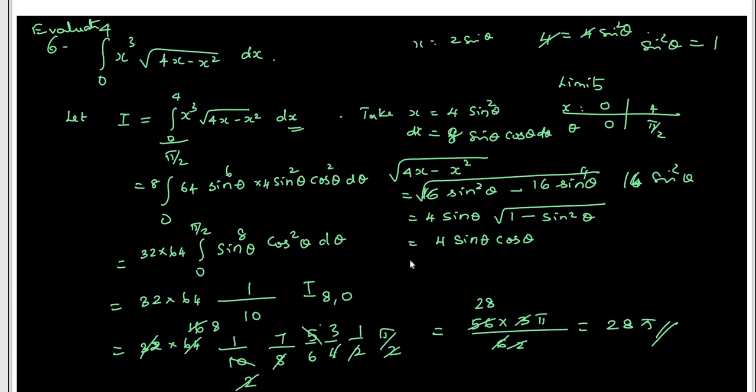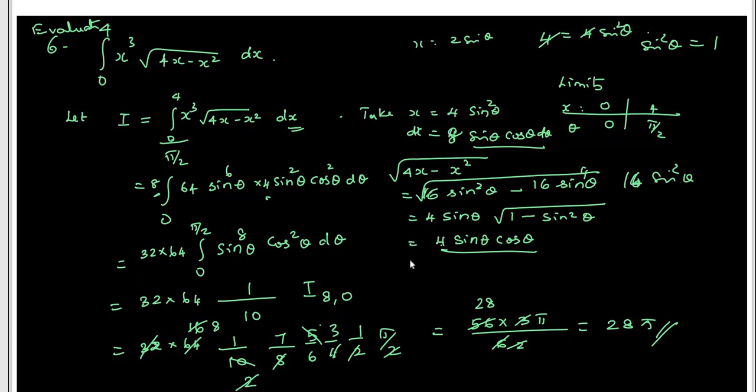Now x is replaced by 4 sine square theta. So sine theta power 6 you have, 4 cubed, so you have 64 here. And then this one already simplified, 4 sine theta cos theta, and 8 sine theta cos theta is there, so that is written as sine square theta cos square theta d theta. Now we take the constants out, so that 32 into 64 you have, integral 0 to pi by 2 sine theta power 6, and here power 2, so 8 cos square theta d theta.